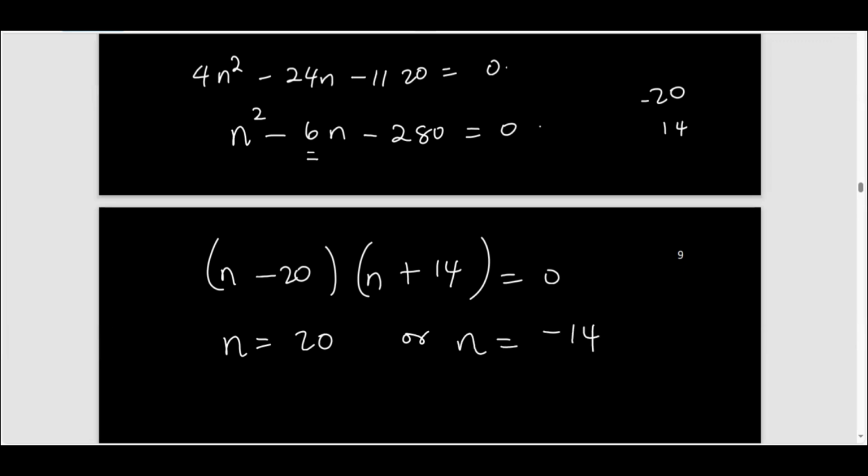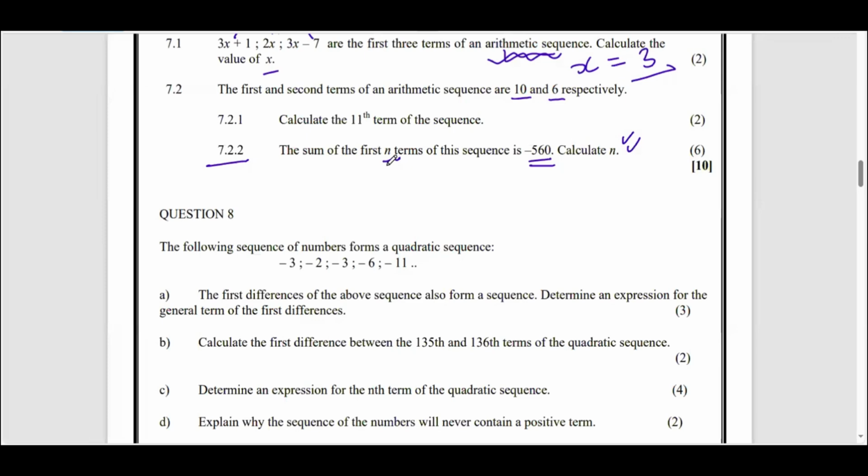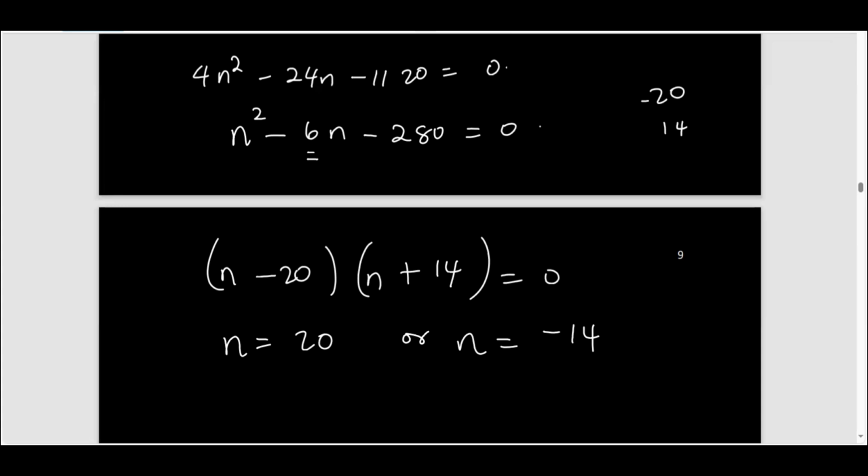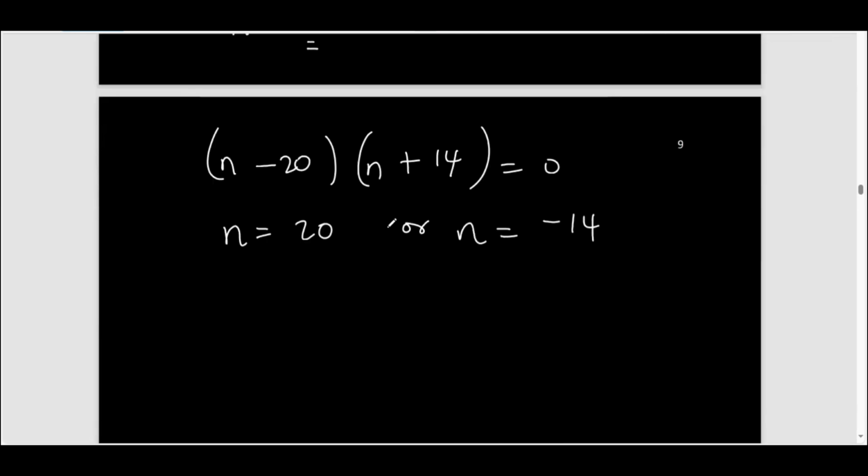What was the question asking for? The sum of the first n terms is negative 560. Calculate the value of n. Since we know that n is the number of terms, we can never have a counting number of terms and say we have negative 11 people. It's like missing in action, right? So this does not apply. The number of terms can never be a decimal. It can never be a negative. So our focus must be n is equal to 20.